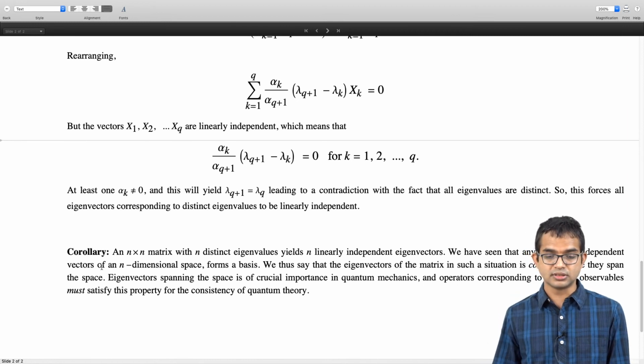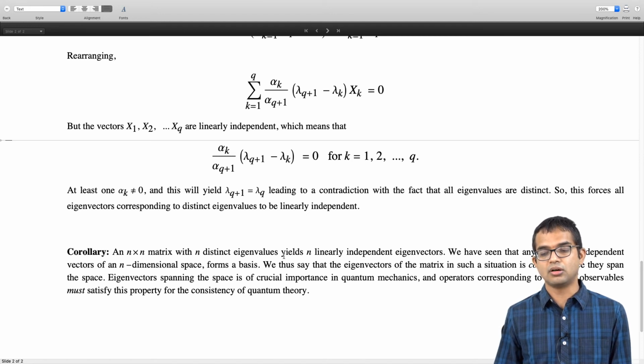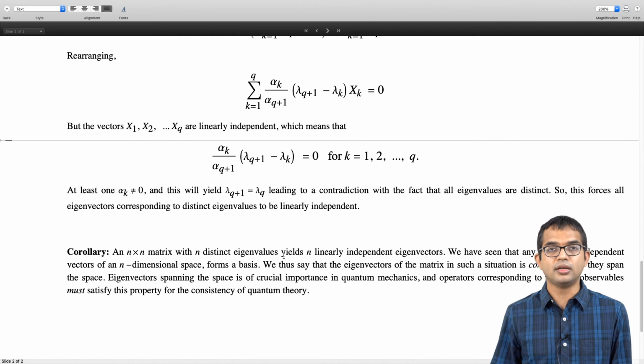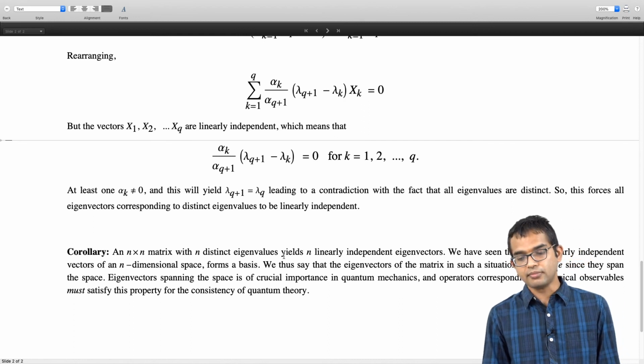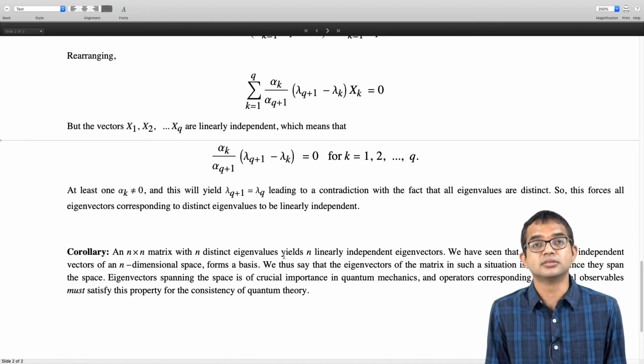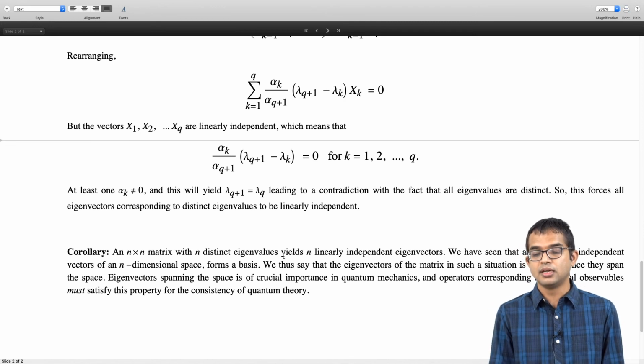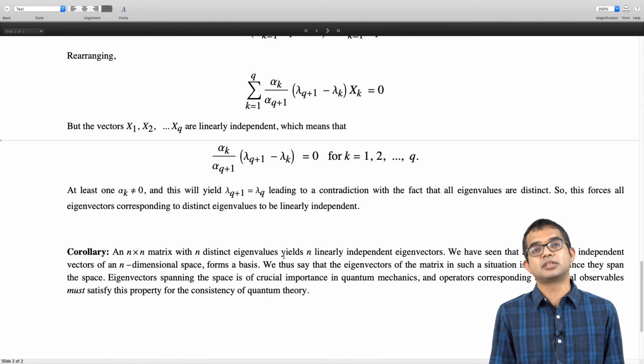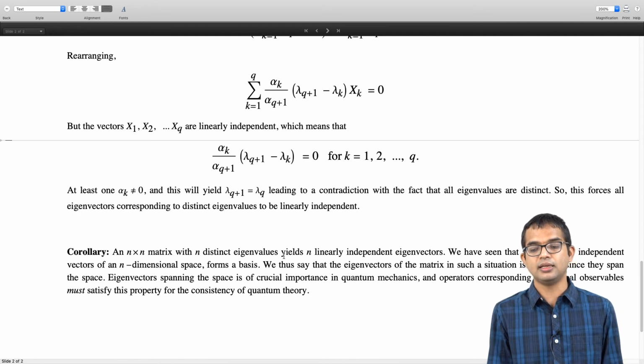And this has consequences when all the n eigenvalues of your n by n matrix are distinct, right? What we can immediately tell is that if you have an n by n matrix with n distinct eigenvalues, then you have n linearly independent eigenvectors. We have seen this result many lectures ago, that if you have n linearly independent vectors in an n-dimensional space, then they form a basis, right? So here we can take all these n linearly independent eigenvectors and form a basis, which means that any vector in the space can be expanded in terms of these n linearly independent eigenvectors.